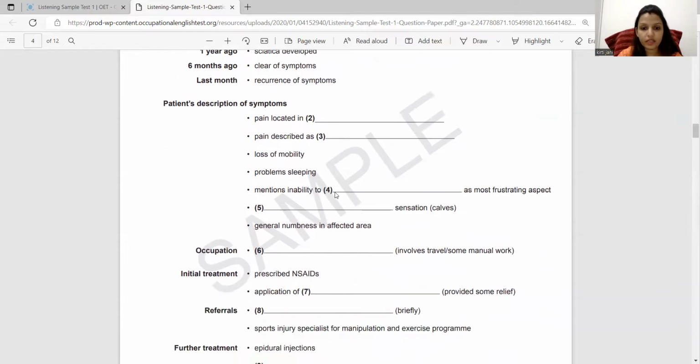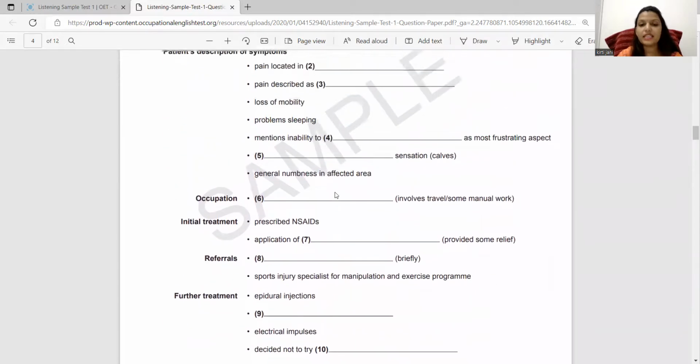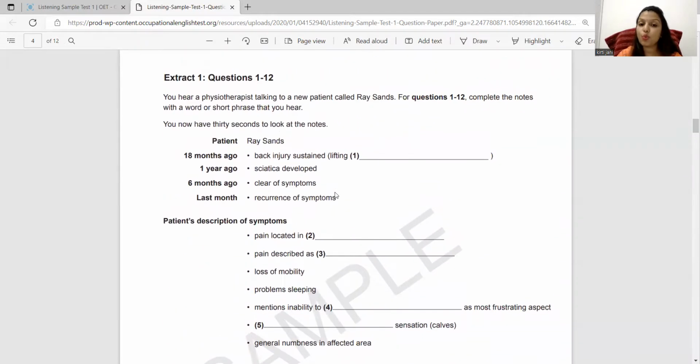If you are a good reader and you can read everything in this extract within 30 seconds, that's well and good. But if you can't, you have to read the sentences that have blanks. So here: 18 months ago, back injury sustained, lifting what? It is asking about something, so it will be a noun. And as you are aware, a noun comes with an adjective and possibly an article. So the answer can be a heavy suitcase. So think about the article, the adjective, and a noun.